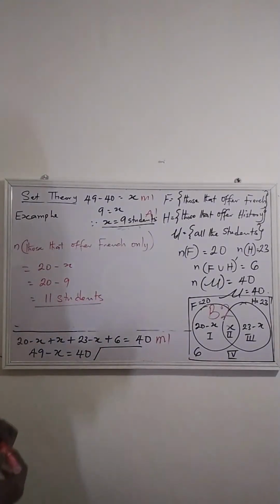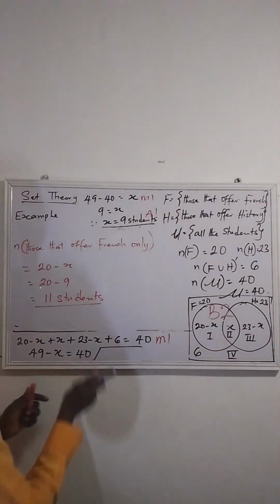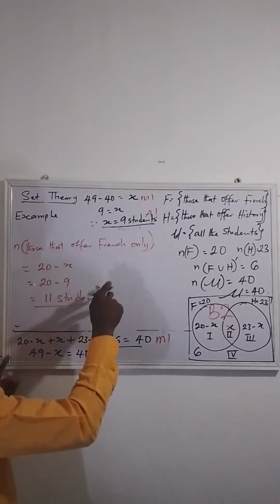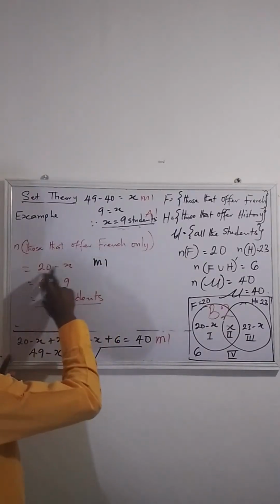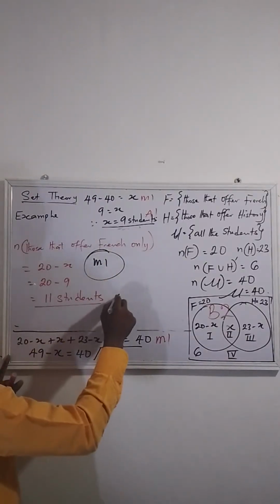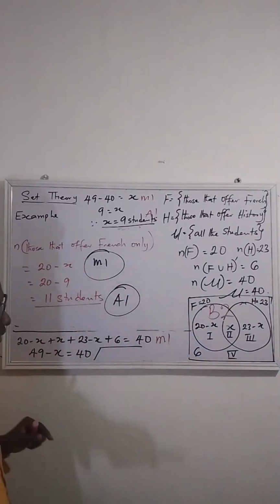Those of you that got 11, you are correct. And those of you that got 9 or 10, check your workings. This is what you were expected to get. We all tried. Now, how do we award marks to this? M1 for writing these statements and A1 for the answer.